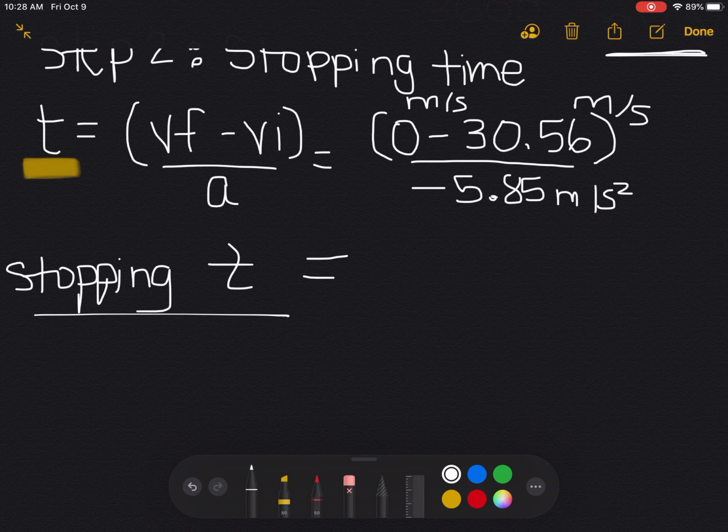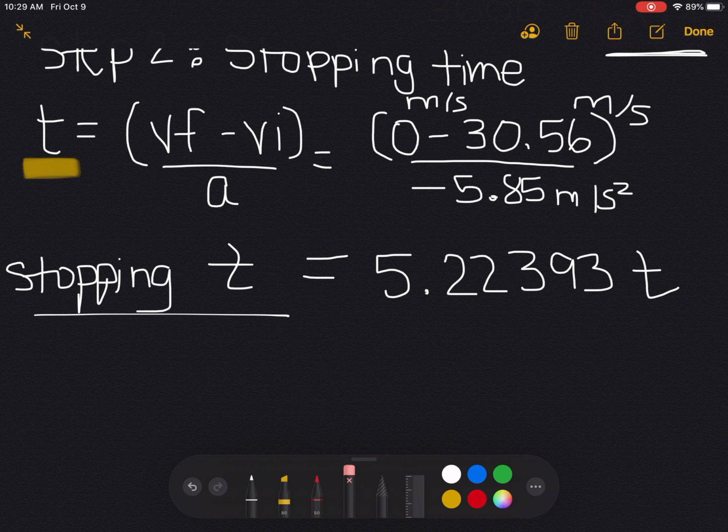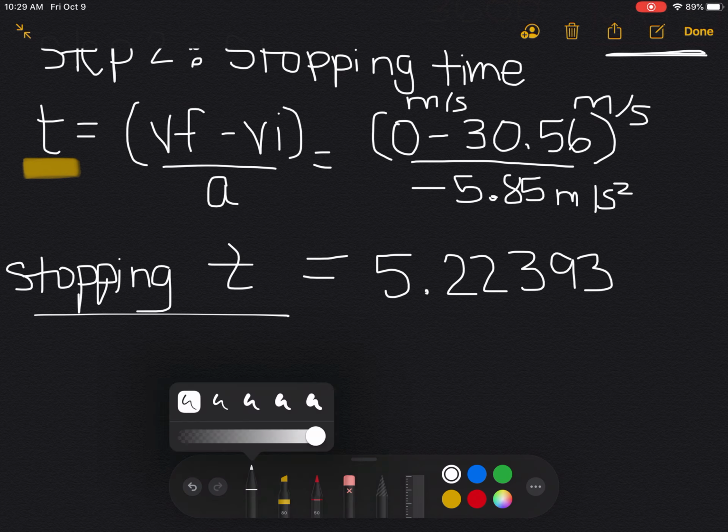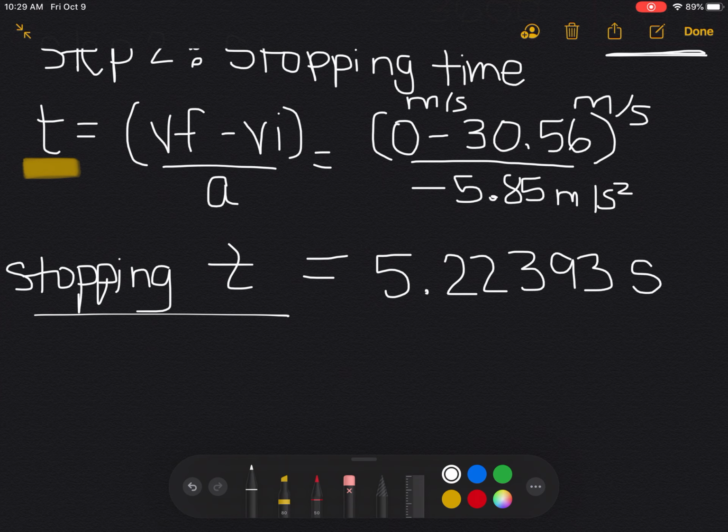And we get 5.22393, a bunch of other numbers. This is our time. Sorry, not time. It is our time, but it is in seconds, so we need to write seconds here. I'm just going to keep some of those digits just because I don't want to round it off yet. You could, it's not a huge deal because we're not going to be rounding anything. It's just going to be taking that because this number is not higher than 5. So we would just have 5.22 seconds.